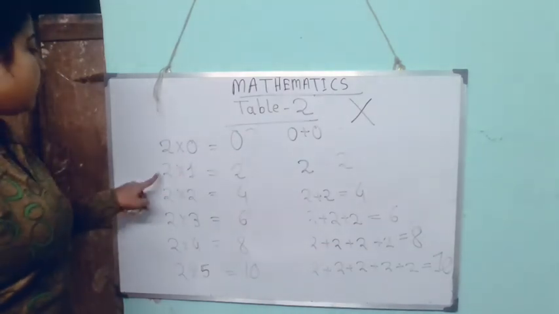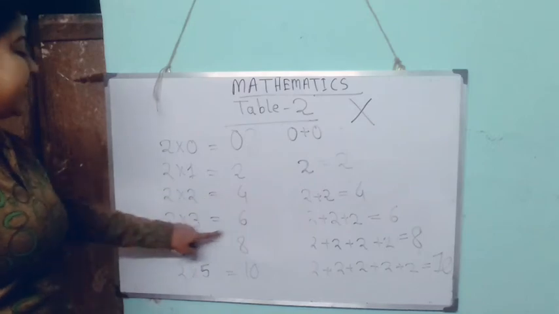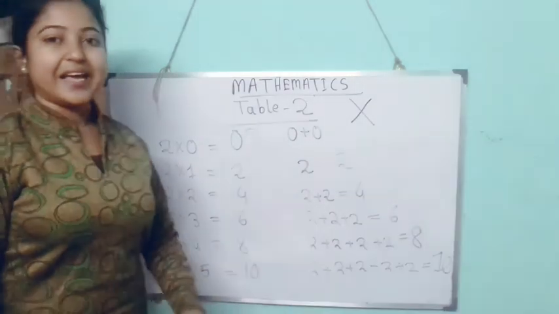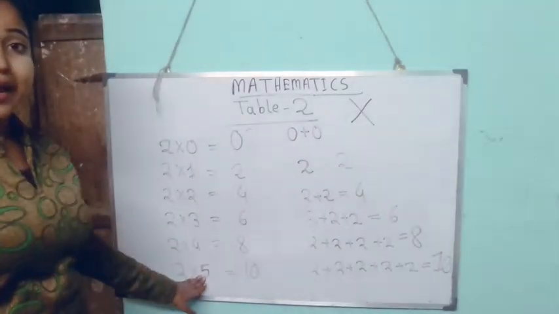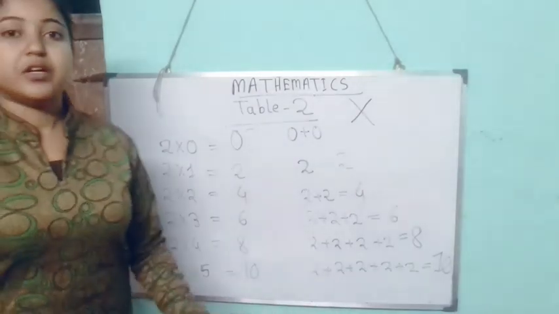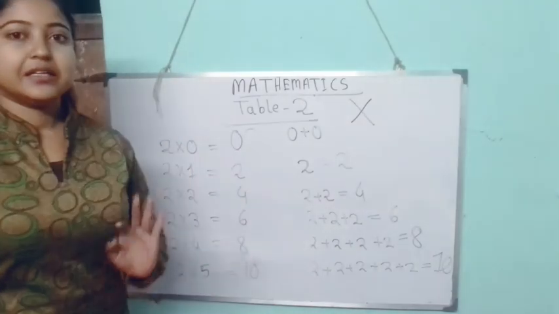2 0 is 0. 2 1s are 2. 2 2s are 4. 2 3s are 6. 2 4s are 8. 2 5s are 10. You will do up to 10, not up to 5. Here I am writing up to 5 because my board is small. You will do this up to 10. That means you will learn the table number 2.